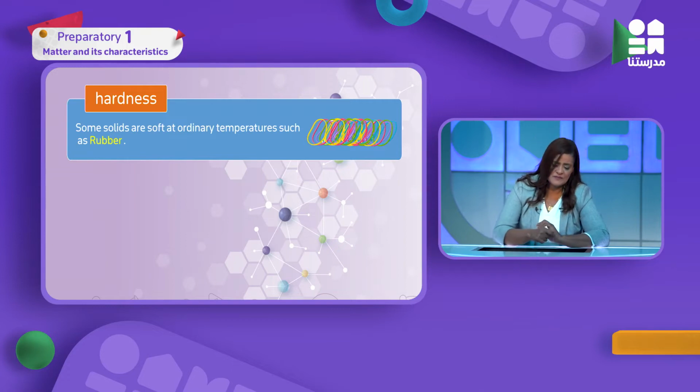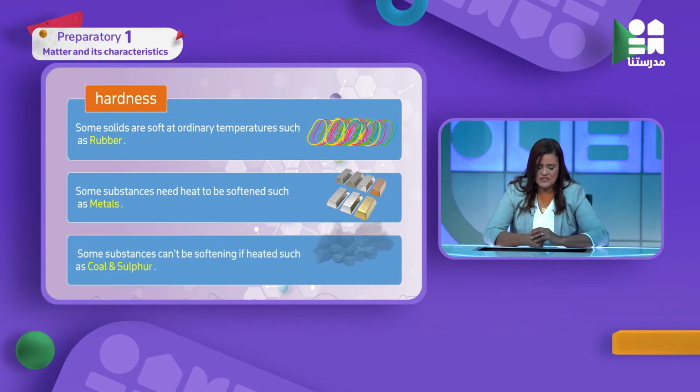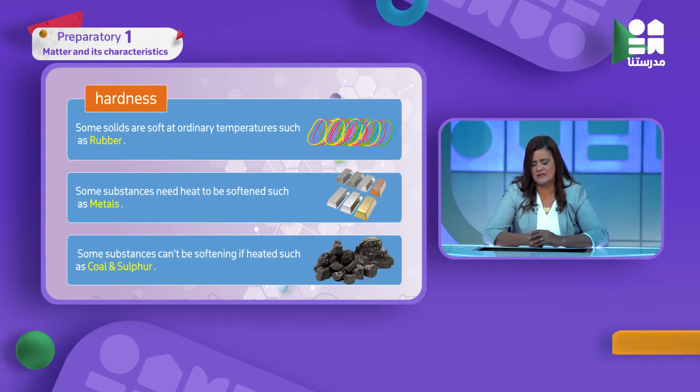But what about others? Some substances need heat to be softened, like metals. Can we take a piece of iron, حتة حديد, and break it with our hands? Very difficult. We need to heat it in order to be softened, in order to melt and to be in the molten form. Some substances cannot be softened if heated, such as coal and sulfur. Of course we all know the shape of coal and sulfur. Coal is very easy to break, isn't it? But you can't make any shape from it.